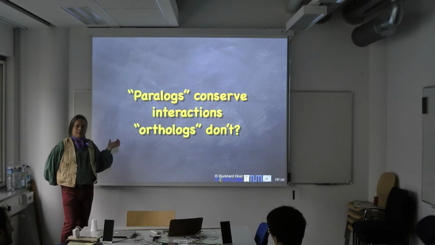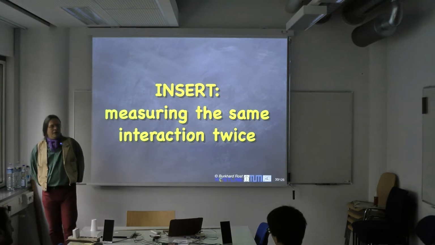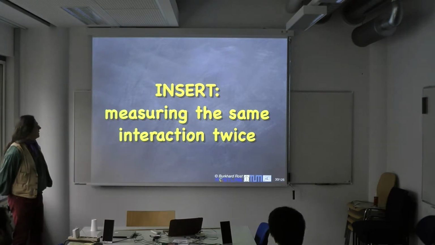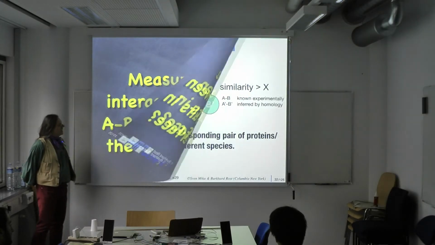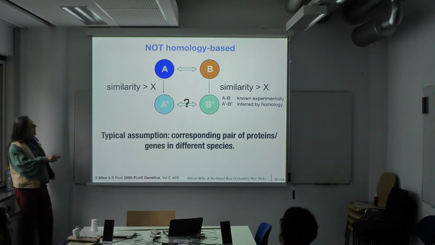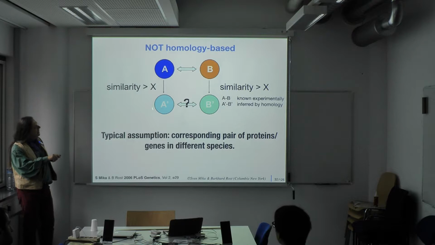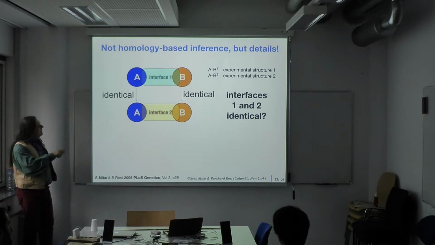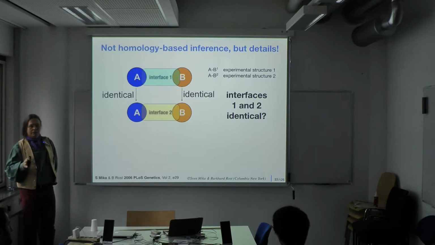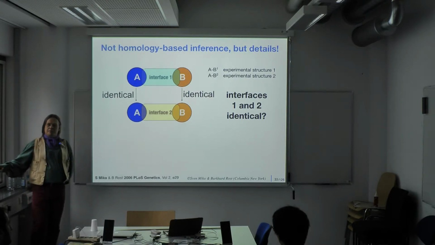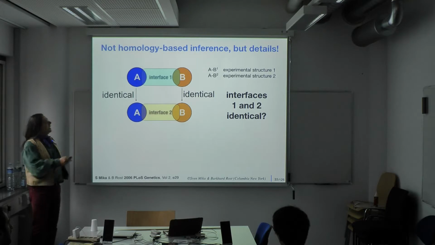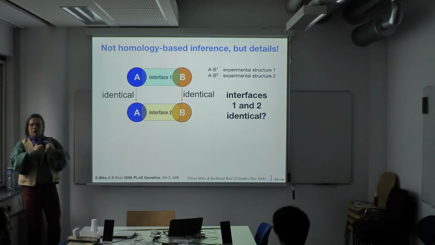Okay, now another story here. The story of measuring the same interaction twice. In this particular case here I looked at homology-based inference, so I had another protein in a different organism or in the same organism that has some sequence similarity. Now I'm going to look at the same protein, A and A, and B and B. The only difference is I measure it twice. And I'm asking about the interface between these two, where they touch.